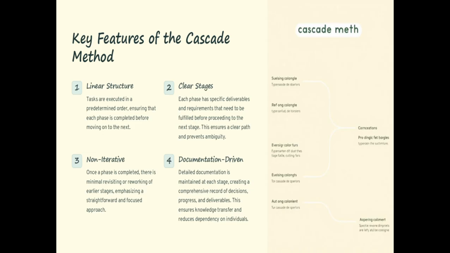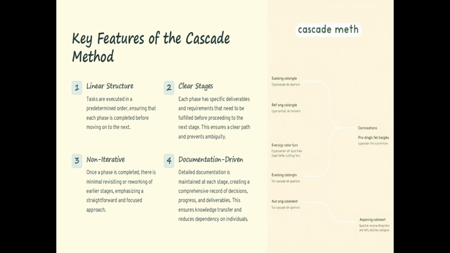In the linear structure, we are going to predict the order and ensure that each stage is complete before moving to the next. In the second, clear stages, we see the requirement to be fulfilled before proceeding to the next stage. This ensures a clear path and prevents ambiguity. In the non-iterative method, the reworking of the earlier stages can be overcome by focusing on minimal revision or rework in the initial stage itself, because once errors occur, they will be propagated and then it is very difficult to get a solution for the entire system.